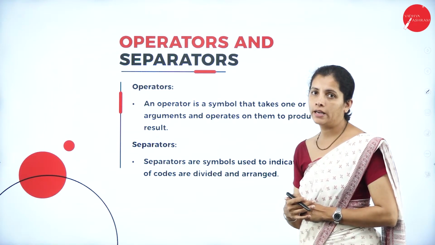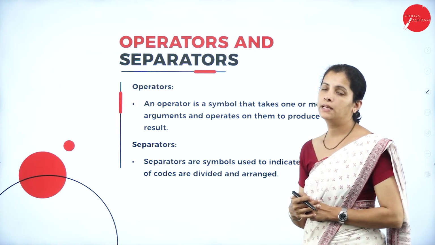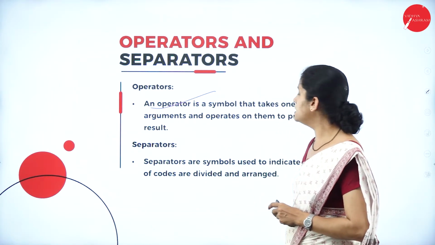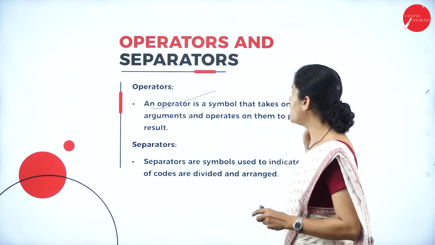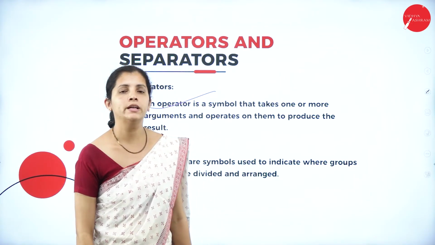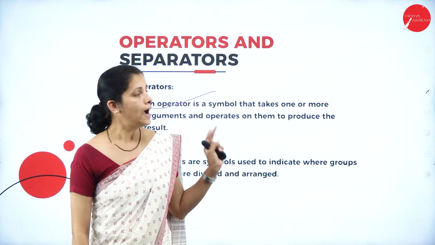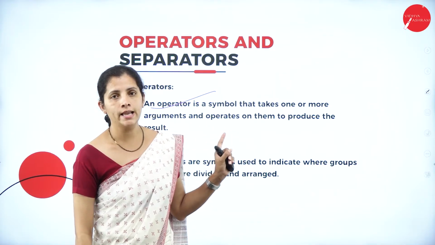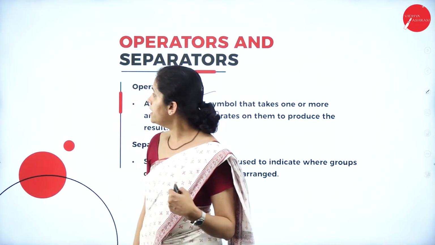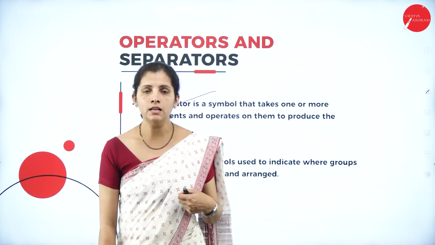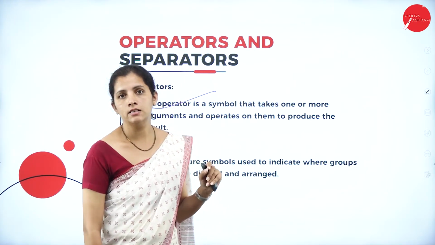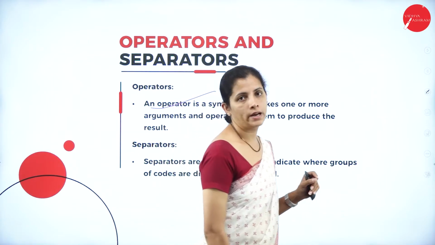So what is an operator? Operators are nothing but symbols. An operator is a symbol that takes one or more arguments. So, dear student, if any symbol takes one argument, then it is termed a unary operator.